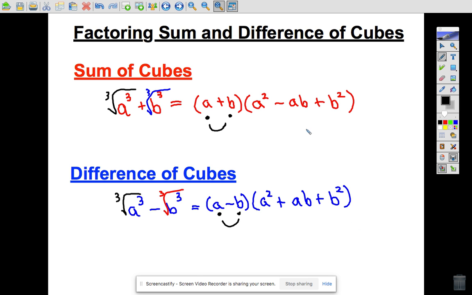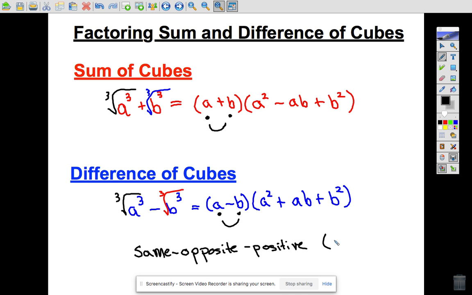But then I'm thinking, okay, well, how do I remember the signs? Well, let's look. I had a positive, then it flipped to negative, and it ended with positive. Here, I kept the sign, negative. I flipped to positive, and I ended with a positive. So my signs are the same, opposite, or flipped, and positive for both patterns.